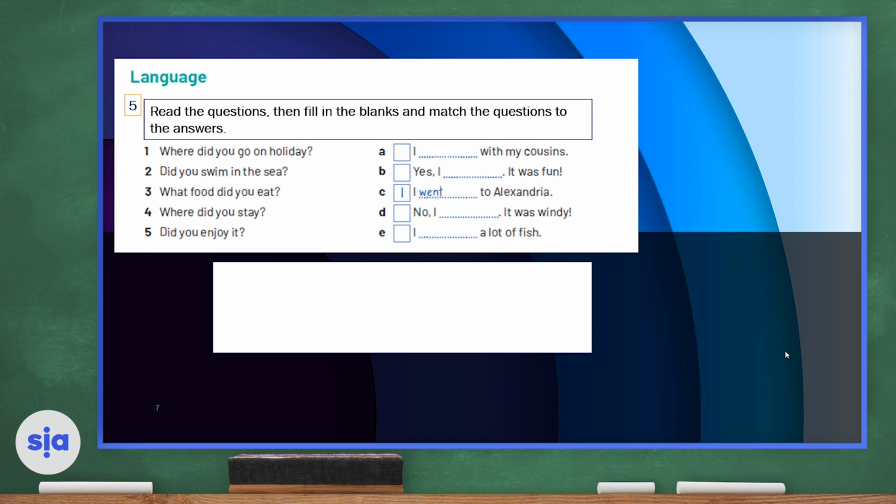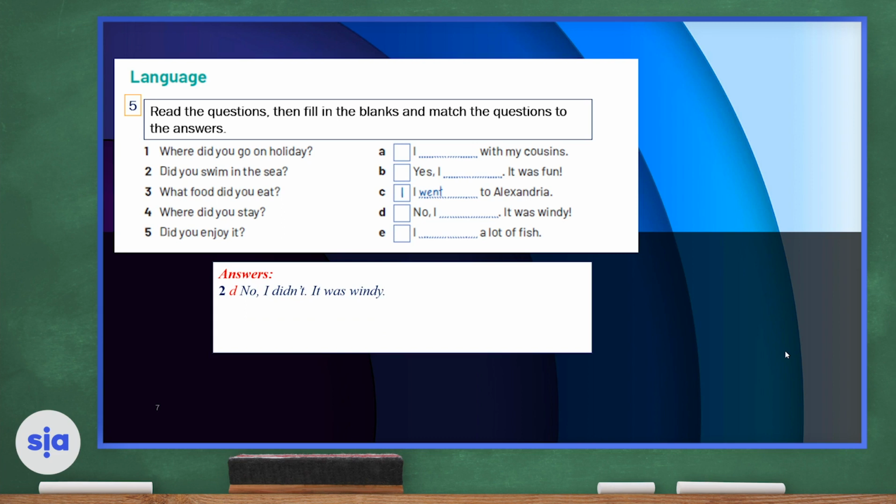Did you swim in the sea? You can say, no, I didn't. It was windy. So in this case, we will match number 2 with the letter D.